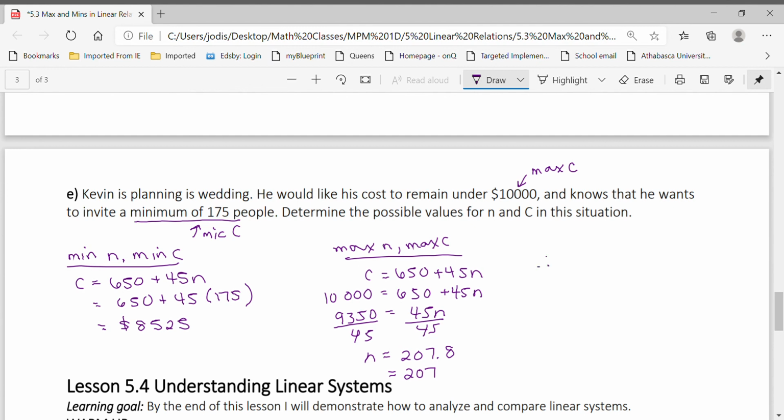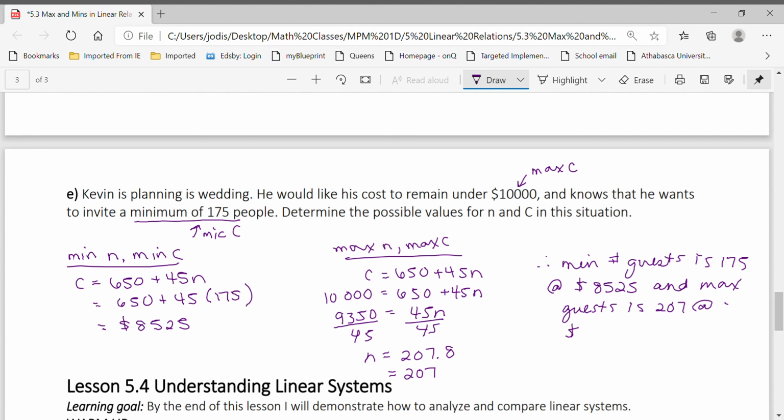So we could say, therefore, the minimum number of guests is 175 at a cost of 8,525, and max guests is 207 at a cost of 10,000.